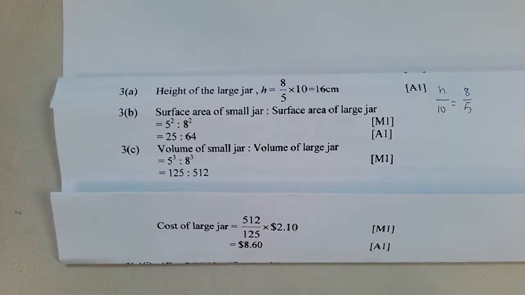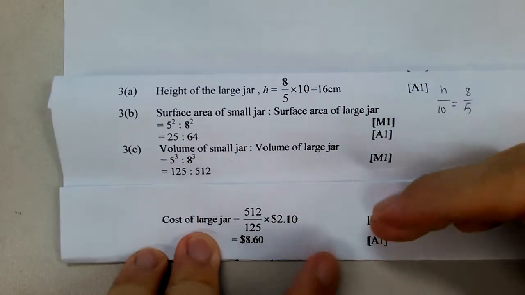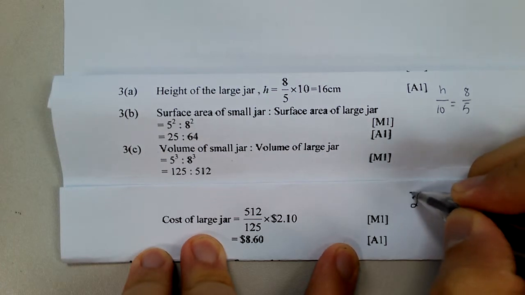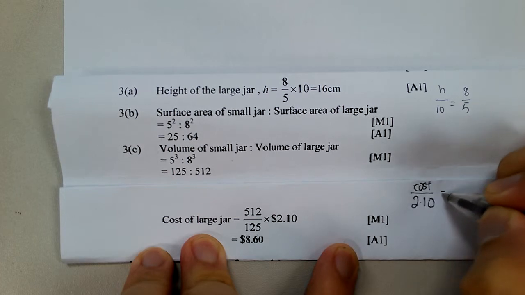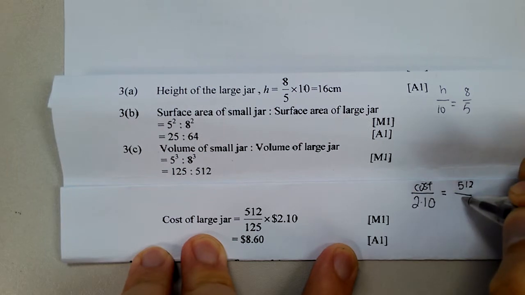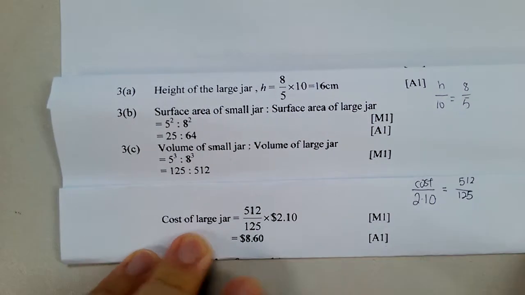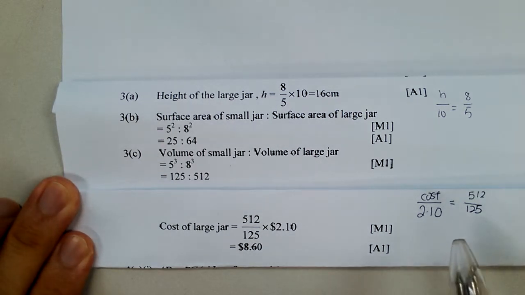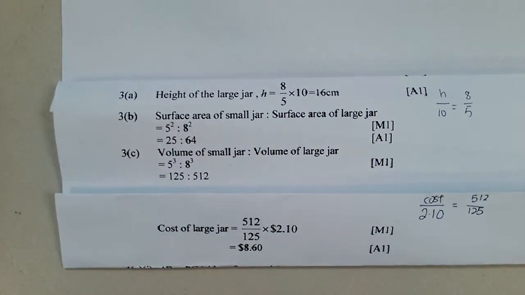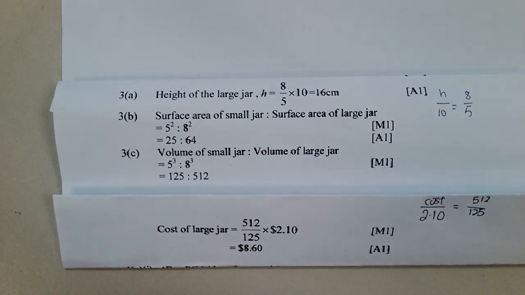Okay, so now the cost of the jar of jam should be proportional to the volume. So if I can clarify this working over here, what we're actually doing is this. The cost of the small jar is 210. The cost of the large jar, let me call it cost, over 210, will be proportional to the volume of the jar itself, 512 over 125 over here. So what happens here now is this. We multiply both sides of the equation by 210. Down here, 210. Alright, what you get is that the cost of the large jar is $8.60. And that concludes question 3.